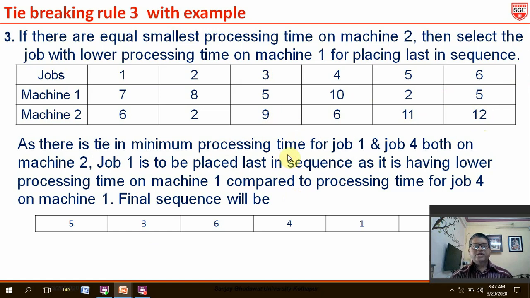Similarly, there is a possibility of a tie for the second operation. You will find job 1 and job 4 have equal smallest processing time for the last operation. So how do we decide which job is sequenced last? For that we refer to the processing time of the first operation, and whichever job has the lower processing time will be sequenced last, because the smallest processing time is for the last operation. Hence job 1 is sequenced last, and then in the remaining slot we place job 4. So this is how a tie can be broken.